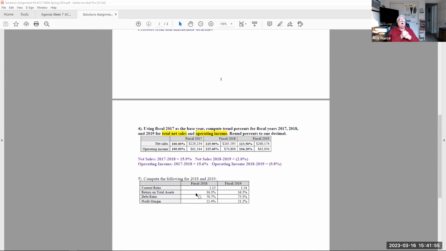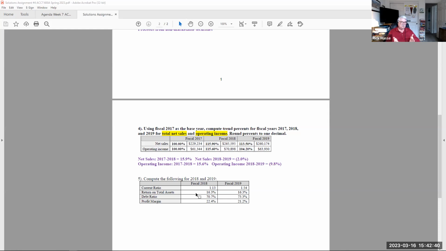Question number 4 was the hardest one for many of us, and partially I blame myself. I wasn't very specific on that, but I was hoping you'd be able to figure that out, because remember, a trend percent is how an amount changes from the previous year. That's what a trend percent analysis is, and I was hoping you'd catch that. So for example, net sales from 2017 to 2018 increased by 15.9%. From 2018 to 2019, it went down by 2%. That's what I was looking for. I was looking for how they have trended up or down over that 3-year time span.